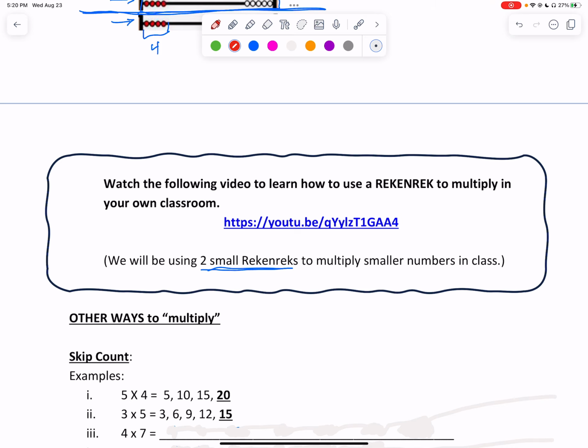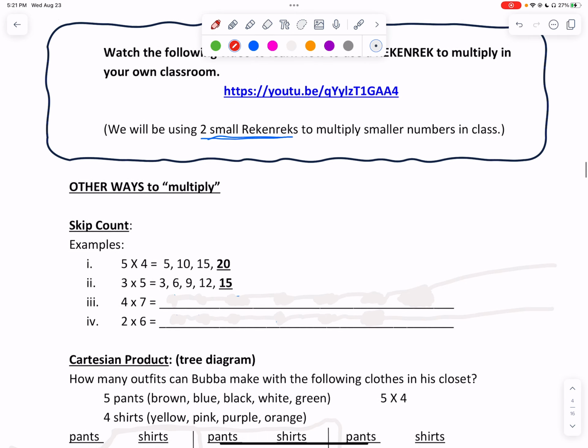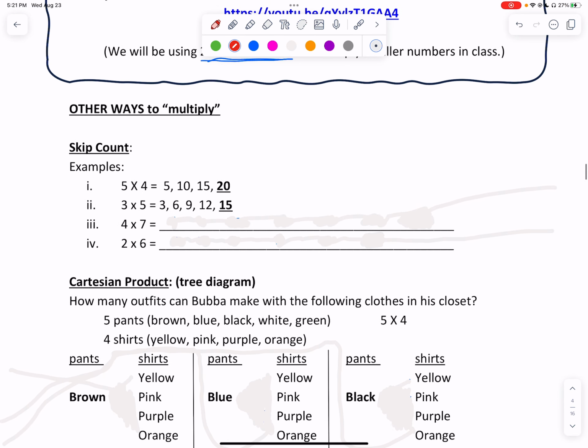Okay? So here are some other ways to multiply. One is called skip counting. So with skip counting, it's exactly what you might think. If it's 5 times 4, I'm going to multiply by 5s. 5, 10, 15, 20 to get up to 20. And I did it 4 times. Okay. 3 times 5: 3, 6, 9, 12, 15.